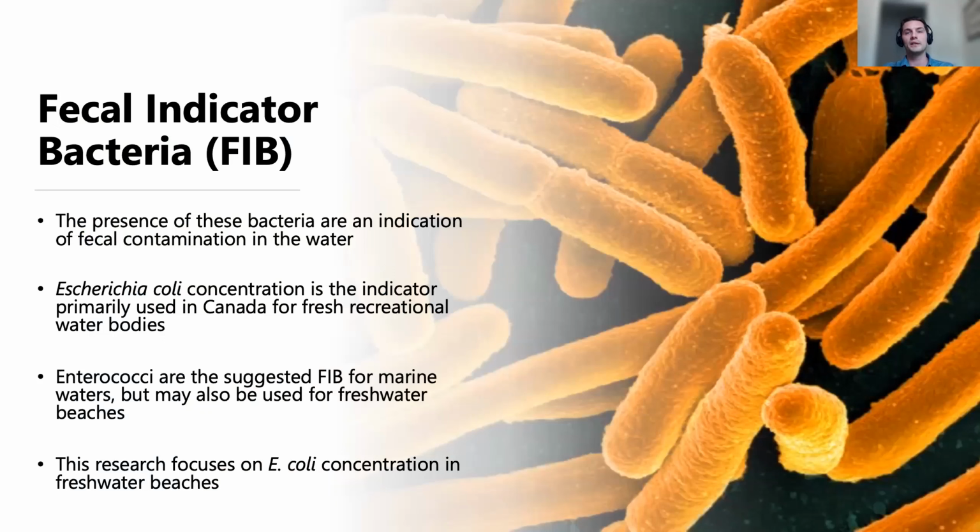Beach water illness, rec water illness, is caused by a number of different pathogens, primarily enteric viruses, but also other pathogenic bacteria and protozoa. But we use fecal indicator bacteria to actually monitor for the presence of fecal contamination in the water. E. coli has been traditionally used across Canada in freshwater beaches. Enterococci are the main indicator used for marine beaches, but they can also be used for freshwater beaches. What we're talking about today is focused on E. coli data because that's the main indicator used in our study sites.